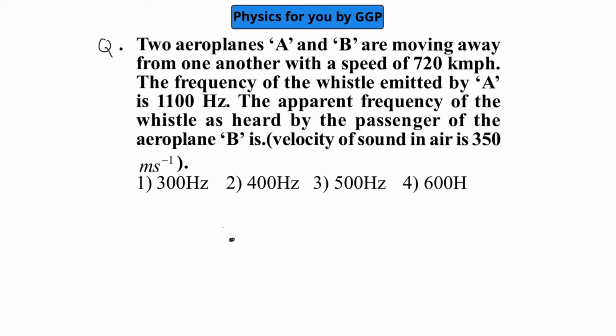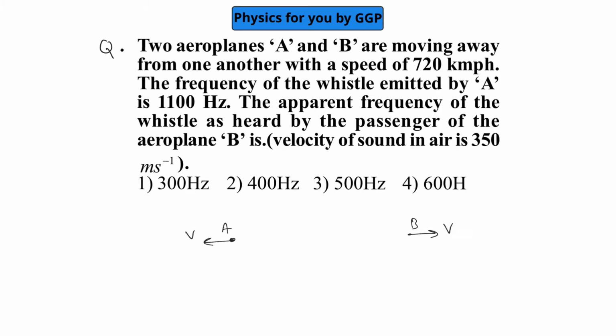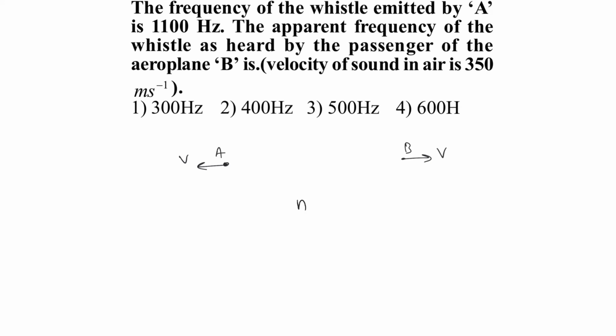So two aeroplanes A and B are moving away from one another with a speed of 720 km per hour. Let's say this one is moving with the velocity v, 720 km per hour, and this one is also moving with the velocity v. And the frequency emitted by A is 1100. That's the actual frequency. Our aim is to find out the value of the apparent frequency which is heard by the observer on B.